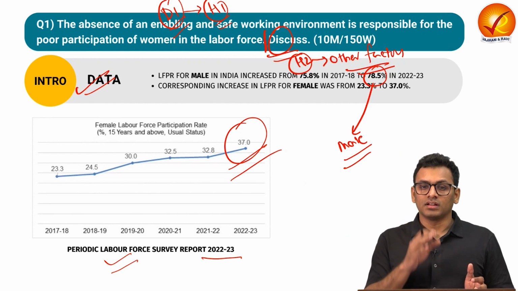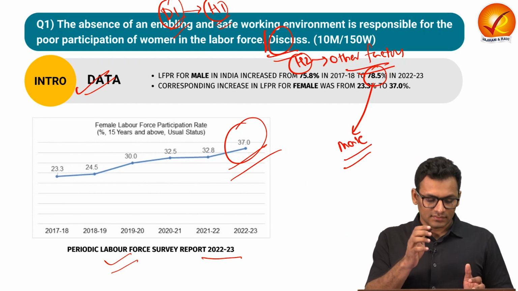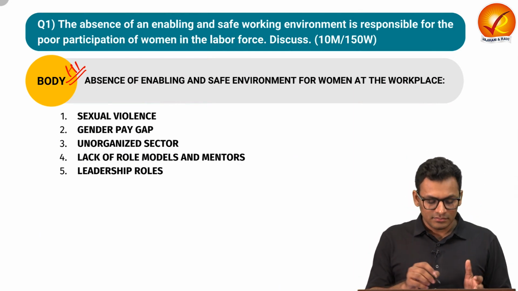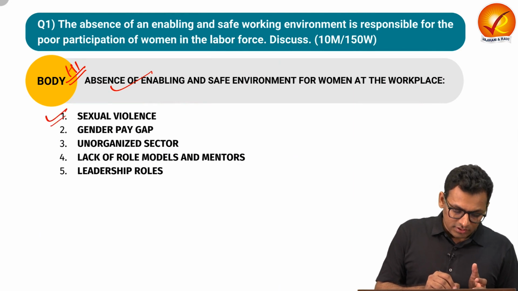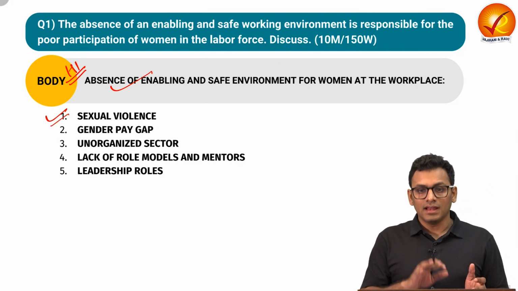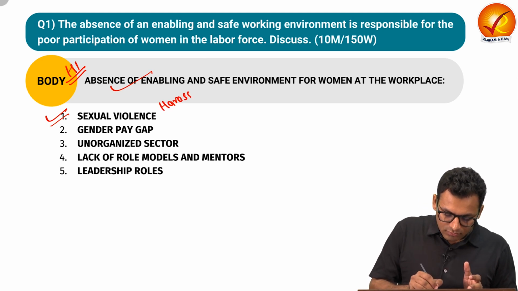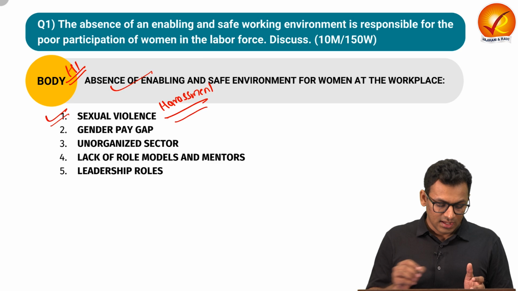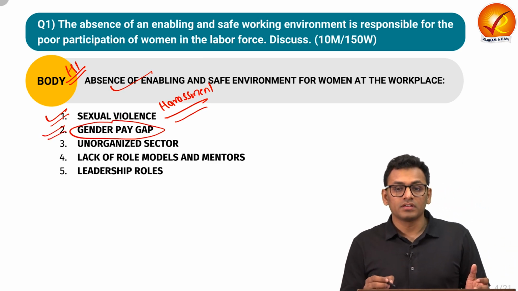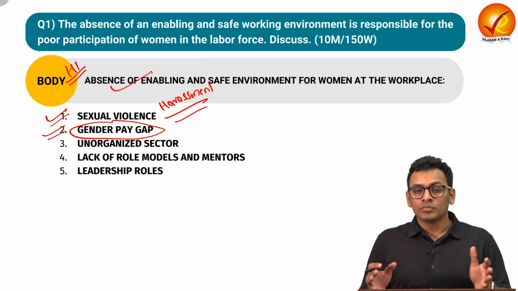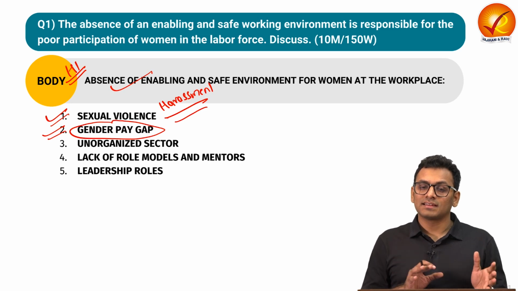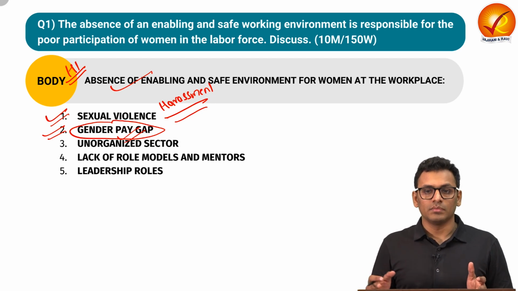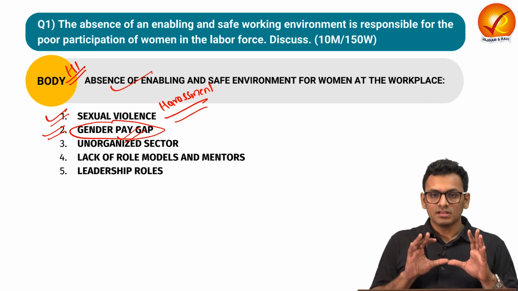In the transition line, you can talk about how there are various reasons. One of the primary reasons is the absence of an enabling and safe working environment. Thus, in heading 1, you can expand on the absence of an enabling and safe working environment. You can talk about how there is a high degree of sexual violence and sexual harassment at the workplace. That exactly is a disabling factor for labor force participation rate. Second, you can talk about the gender gap. Women are paid almost 20% less compared to the male counterpart. That kind of asymmetry in wages disincentivizes women to participate in the labor force, as there are unequal structures.